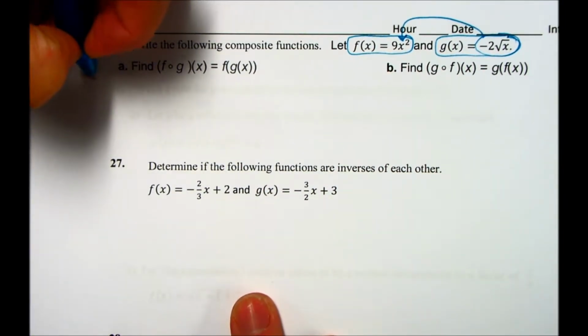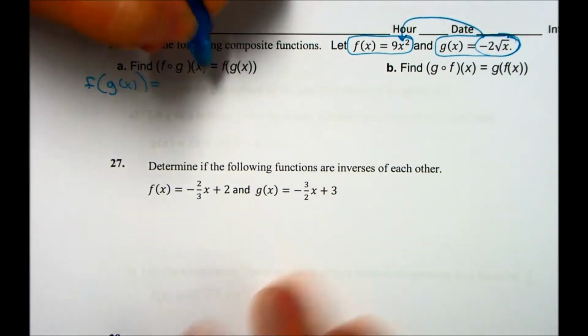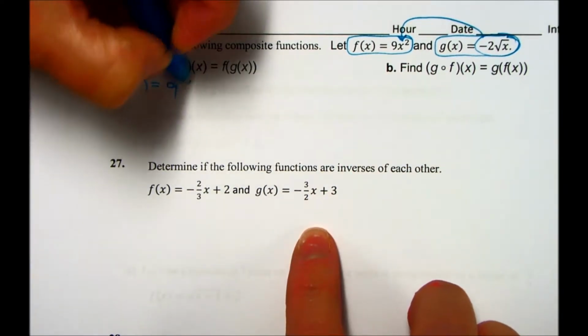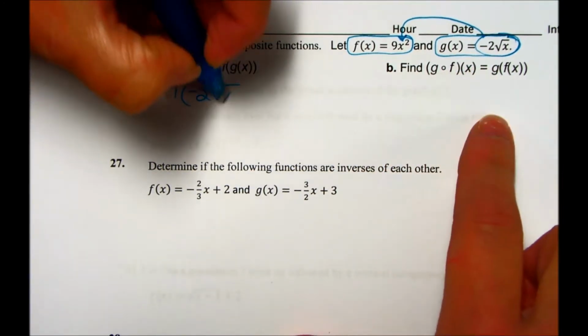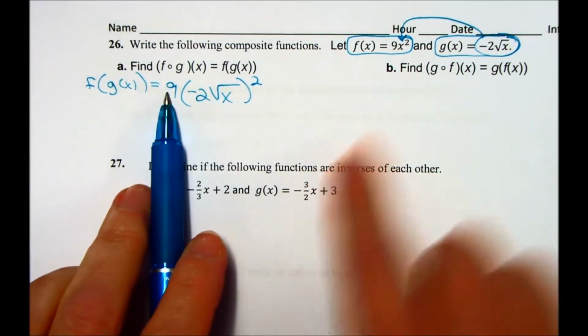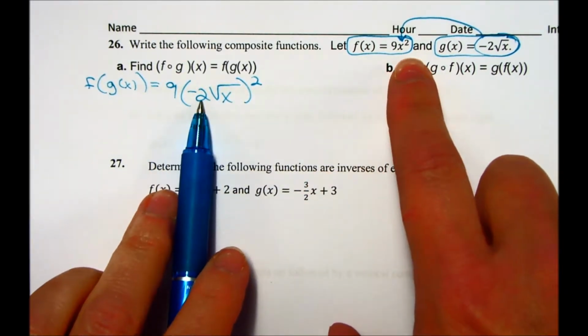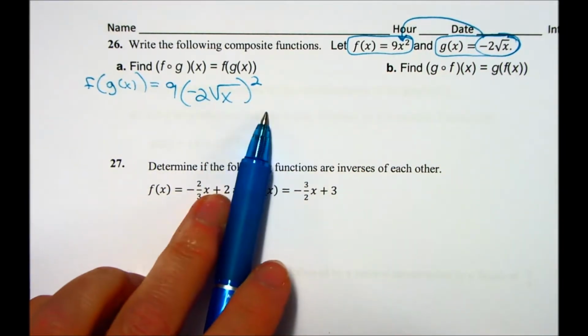So this is what that's going to look like. The 9 will stay the same, but instead of x squared, it's going to be negative 2 square root of x to the second power. So the 9 stayed the same. We replaced x with the negative 2 square root of x, and then we're going to square it. Now we want to simplify.